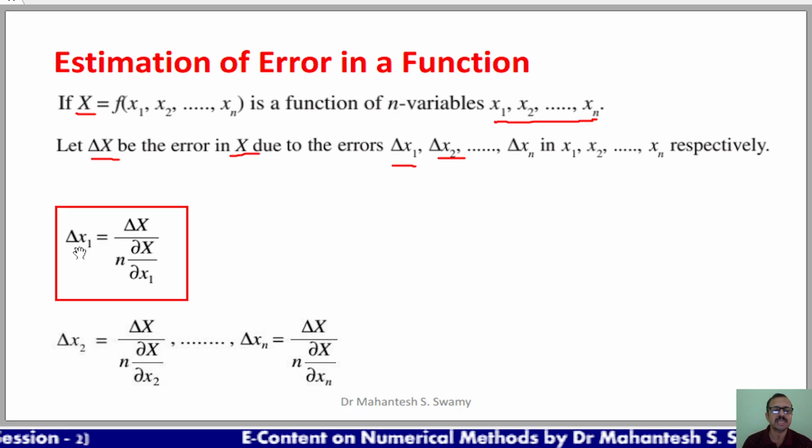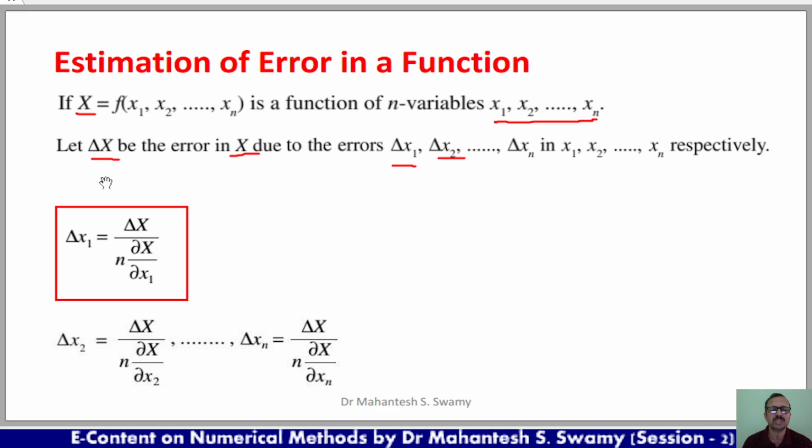So delta x1 is the error involved in the first independent variable x1, and it is given as the total error involved in the function capital X divided by the number of independent variables. How many independent variables are here? n independent variables are there. So the number of independent variables is multiplied by the partial derivative of this capital X with respect to the first independent variable whose error we are estimating. That we have to take in the denominator. So this formula gives us the error involved in the first variable, that is x1.